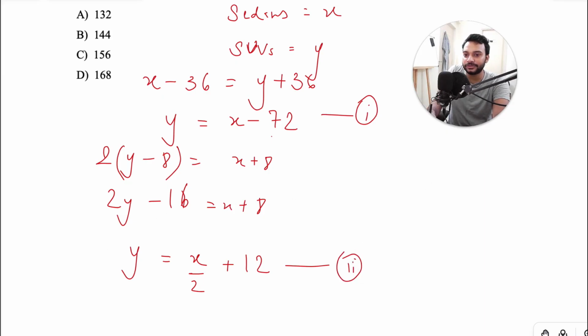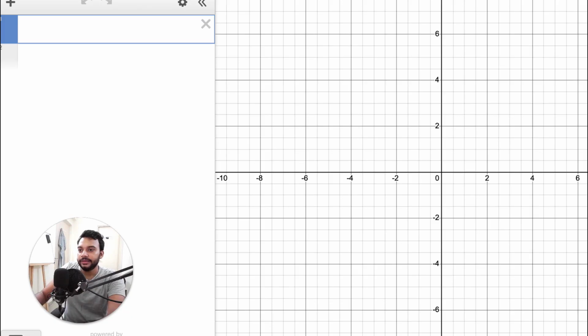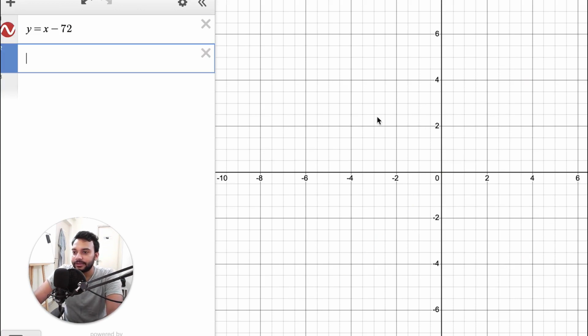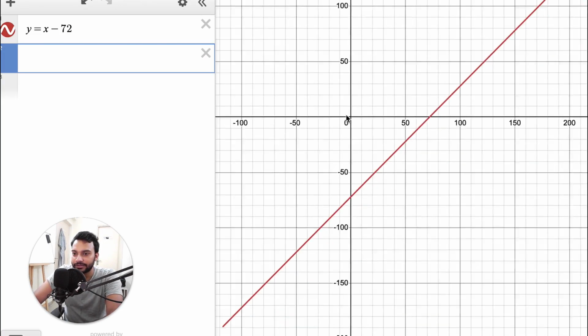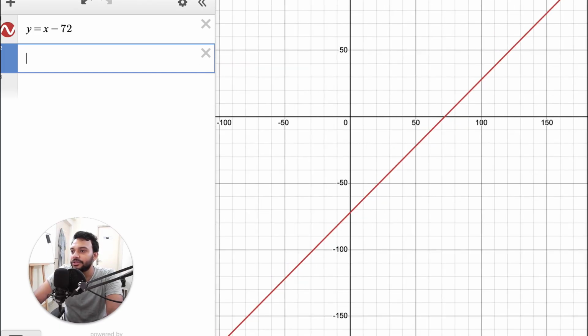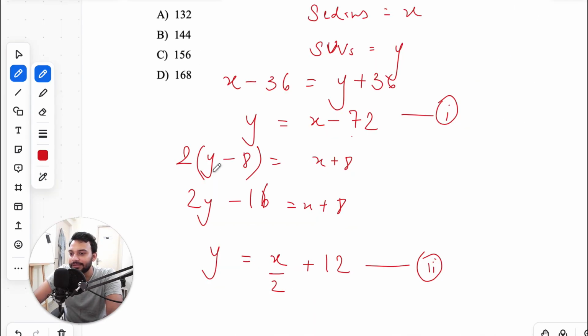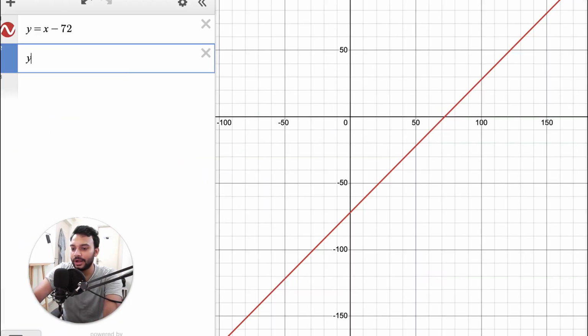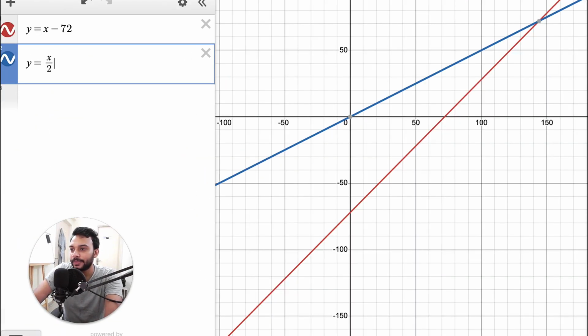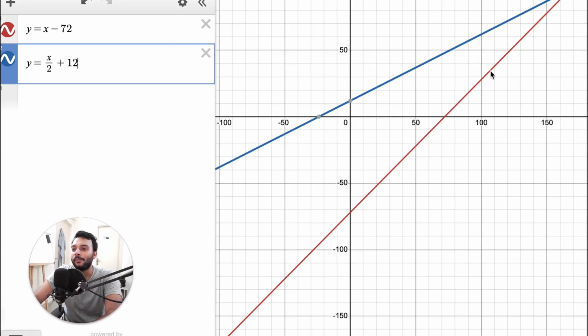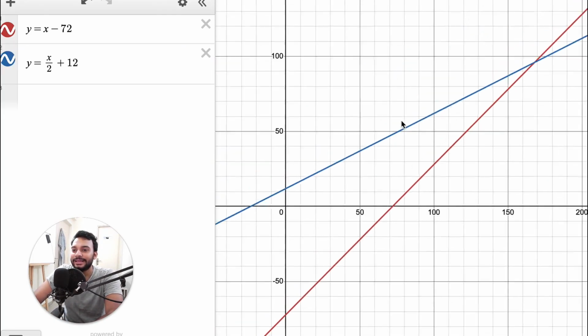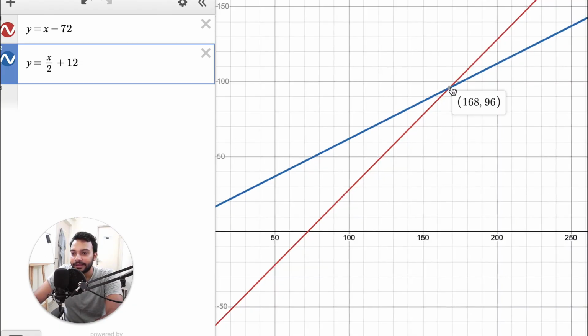Let's head straight to DESMOS for quicker solving. So first equation, y is equal to x minus 72. Second equation, let's zoom out a bit to see where it's passing. Second equation is y is equal to x over 2 plus 12. From here we find the answer, the point of intersection. That's 168, 96. X, y, 168, 96.